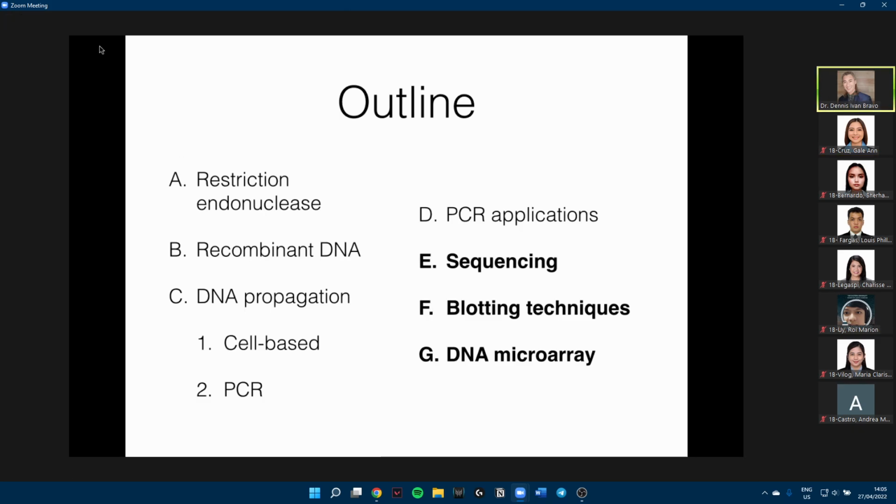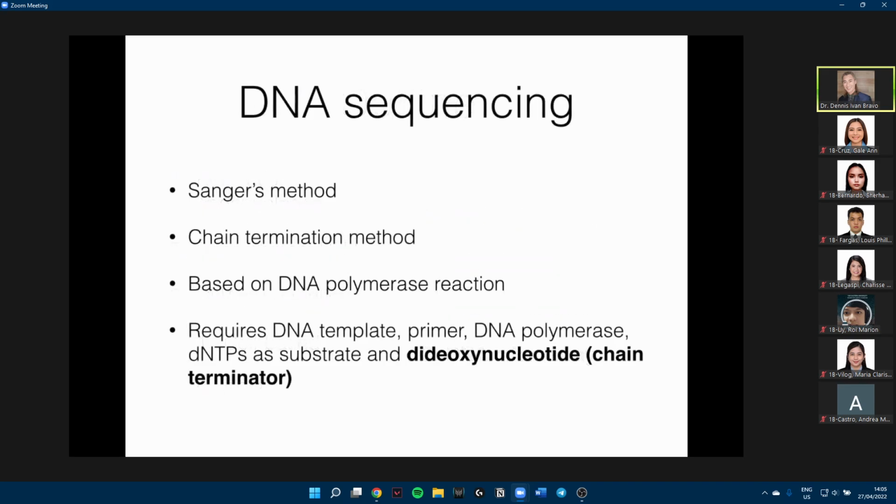So for this part, we shall be discussing DNA sequencing, the blotting techniques, and the last one will be DNA microarray. Okay, so there are actually 2 methods for DNA sequencing. The older one is referred to as a chemical cleavage method. Now, there is no lab in the world that utilizes that method, so there's no point in studying that. Instead, we'll be discussing the other method that's still currently being utilized. This is called the Sanger's method, or sometimes referred to as a chain termination method.